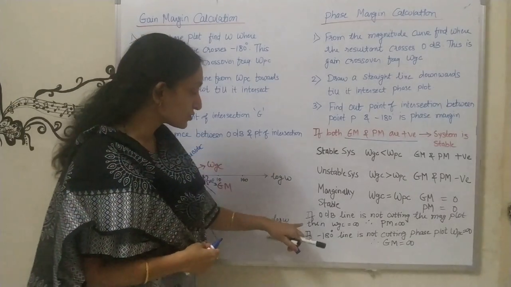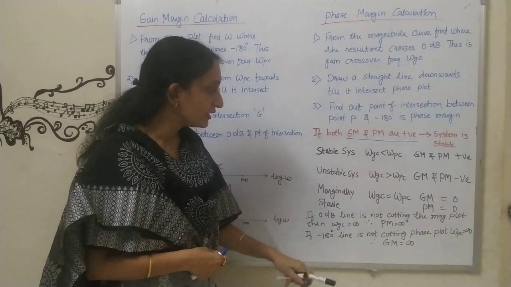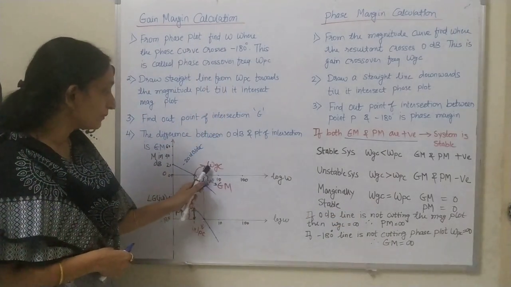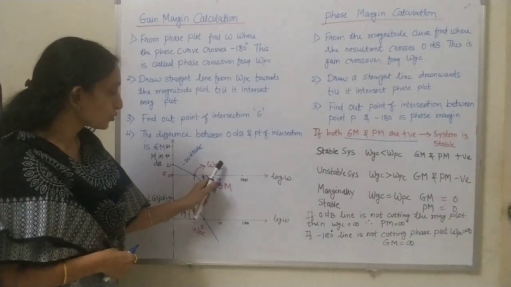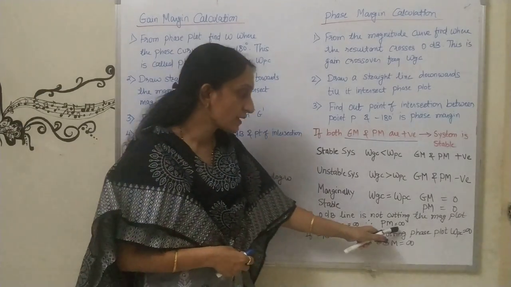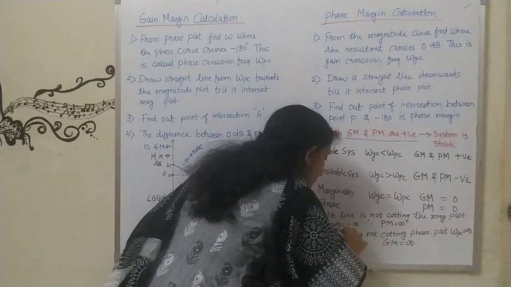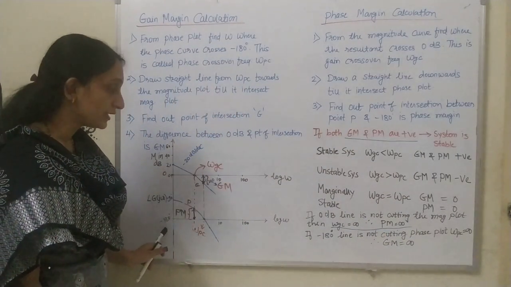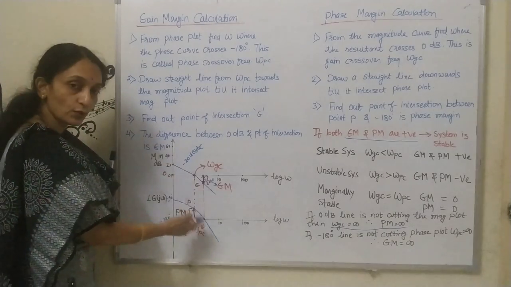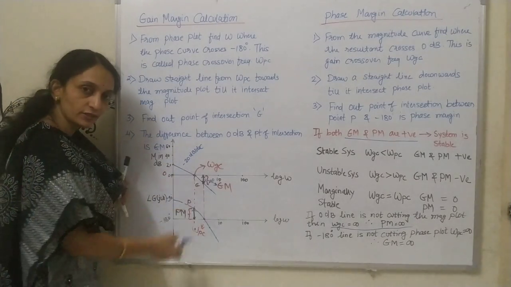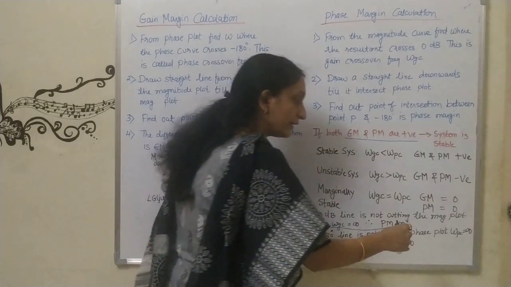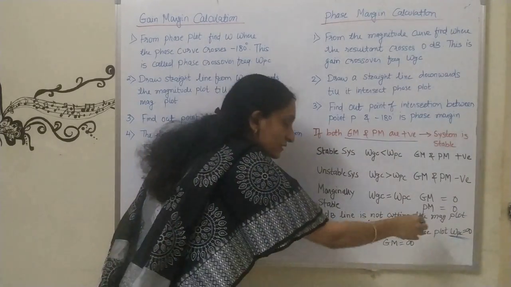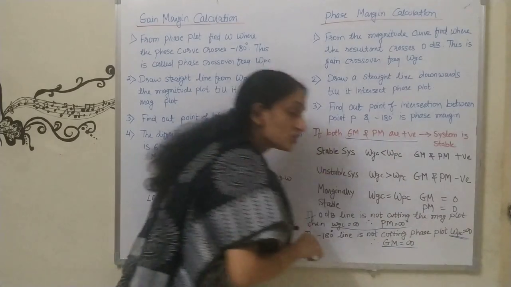So what will be the conclusion? If the 0 dB line is not cutting the magnitude plot, then omega GC is infinite. If you are not in a position to calculate omega GC, then omega GC is infinite, so phase margin is infinite. This is an important conclusion. Second conclusion: if the minus 180 degree line is not cutting the phase plot, then omega PC is infinite. If you are not in a position to calculate omega PC, then it is infinite, therefore gain margin is infinite.